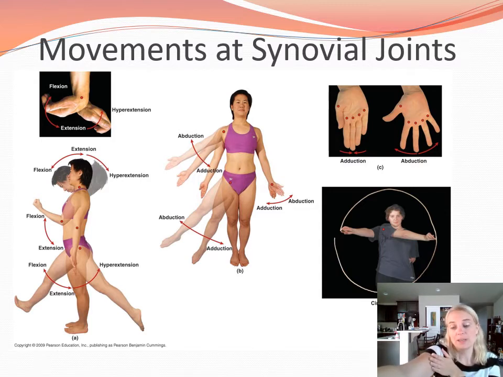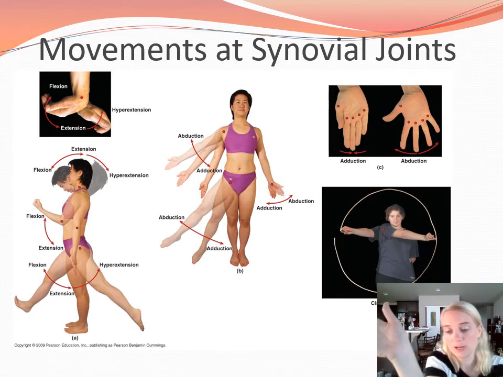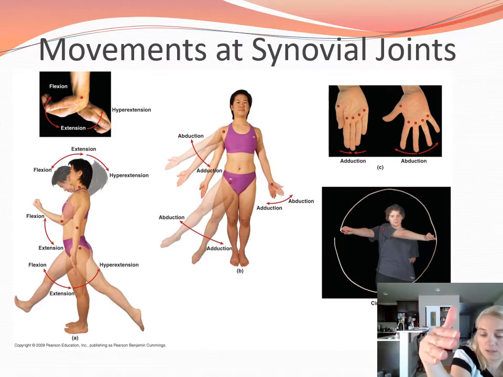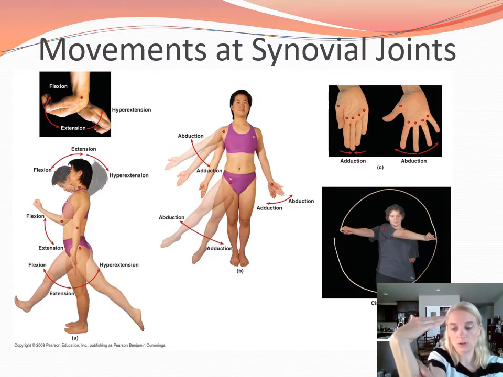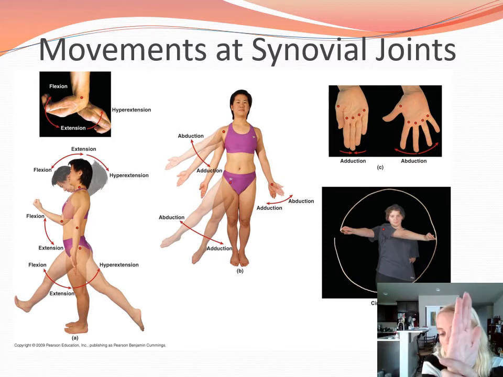And then to move back, I'm increasing the angle between my trunk and my arm. So flexion, extension. Flexion, extension. If I'm looking at my wrist, flexion, decreasing the angle between my arm and my hand, extension. If I'm looking at my fingers, flexion, I'm decreasing the angle between my hand, extension.